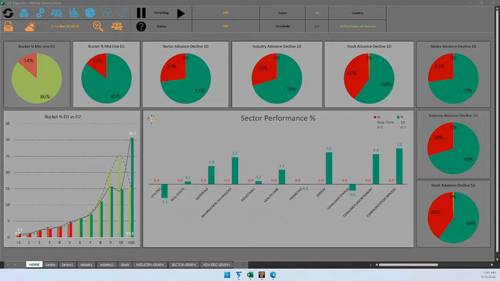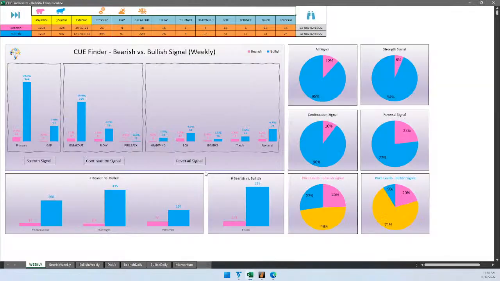What about technical breadth? That should be bullish, isn't it? Yes. Technical breadth using Q finder, balance between bulls and bears, strong across all the categories, all signals, strength signal, continuation and reversal signal. Very bullish picture for the week.